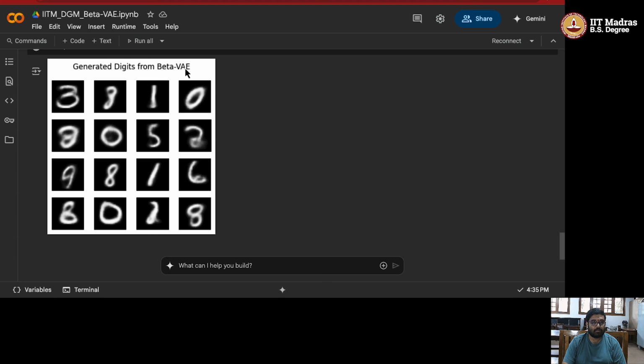You can see that these reconstructions are not so great, because I have trained it for a very small number of epochs. You can try it for more epochs and see how your reconstructions are better. You can also try different values of beta and see how you get better reconstructions. Okay. With this, we will conclude the tutorials on beta VAEs.